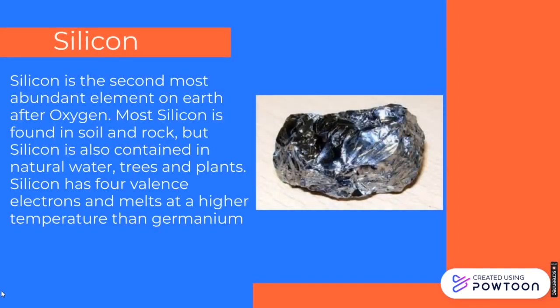So the first material is silicon. Silicon is the second most abundant element on Earth after oxygen. Most silicon is found in soil and rock, but silicon is also contained in natural water, trees, and plants. Silicon has 4 valence electrons and melts at a higher temperature than germanium. Silicon is widely used for making semiconductors.